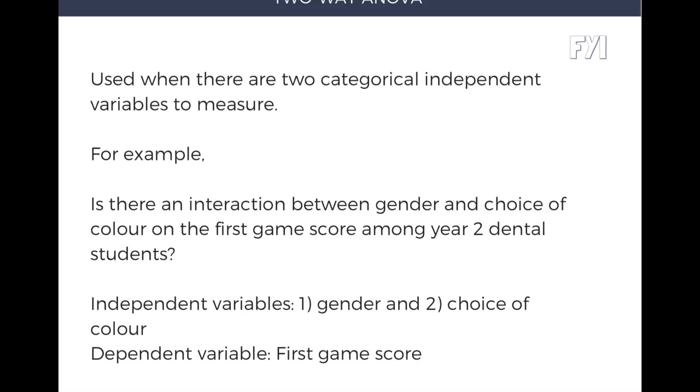Let me give you an example. Is there an interaction between gender and choice of color on the first game score among year 2 dental students? So over here, we have two independent variables, which is the gender and the choice of color. So all these will affect the dependent variable, which is the first game score.